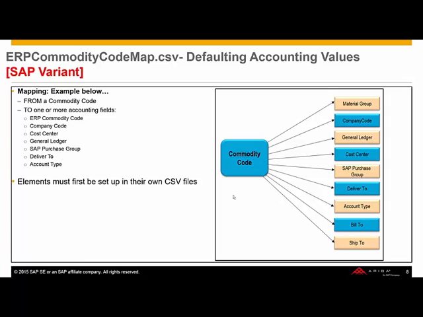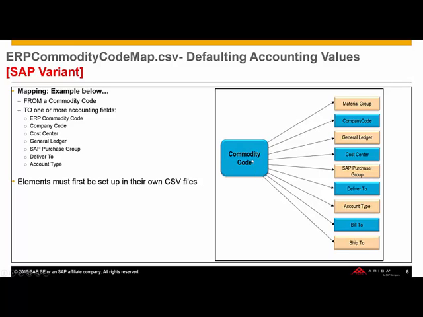If your backend ERP is SAP, this slide illustrates how we can use a commodity code to drive our accounting. Now keep in mind, all of our accounting elements must be set up first individually. Things like our company code would be in companycode.csv, our cost center would be in costcenter.csv, and so forth. But once you have all that in place, based on the item you put in your shopping cart, it will have a commodity code. That commodity code in turn will drive your accounting.